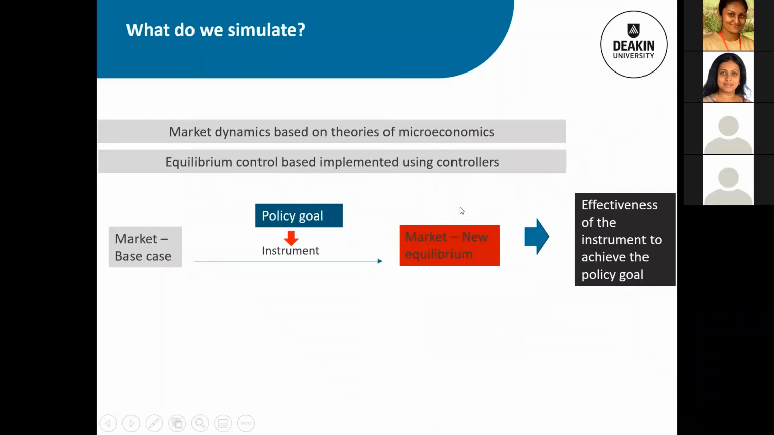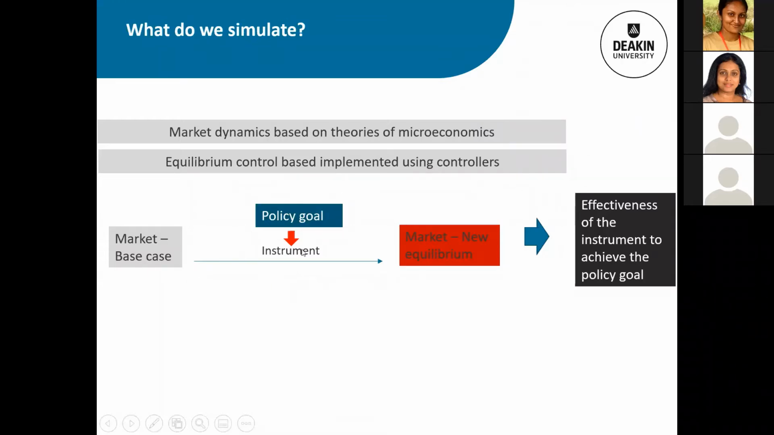So basically, markets will need to come to an equilibrium for us to test the model. It's based on controllers. So there's a market, recycling material markets, which we use as the base case. And then we have a policy goal and we introduce an instrument. So the instrument could be a ban, a limit, a tax, or a subsidy. That instrument will need to help achieve this policy goal.